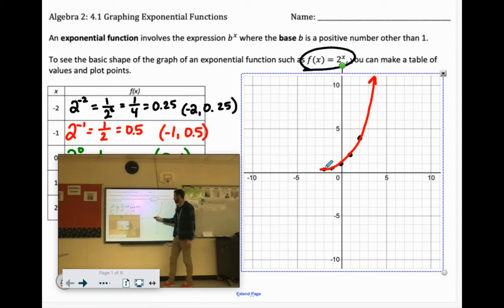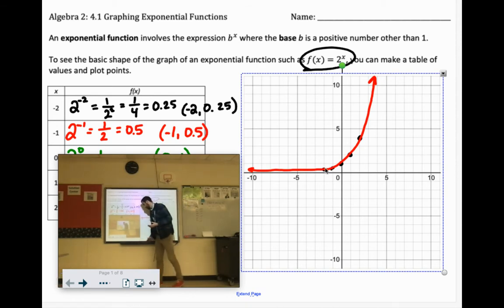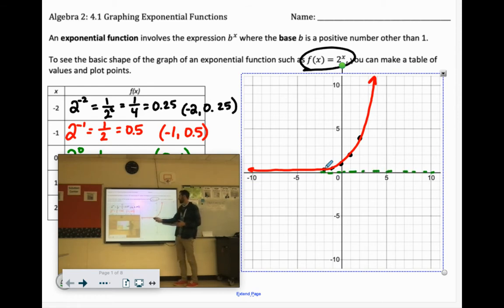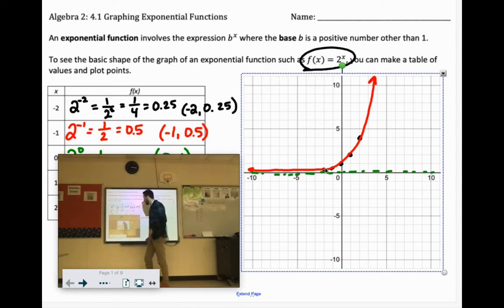Now, as far as the left side, if we were to continue it, it goes on forever in this direction. It'll never touch this x-axis on this particular problem. And that line that it never touches, it just gets infinitely closer to it. It's called the asymptote. So it'll never actually touch the asymptote. Okay, watch the language. Let's try another one.